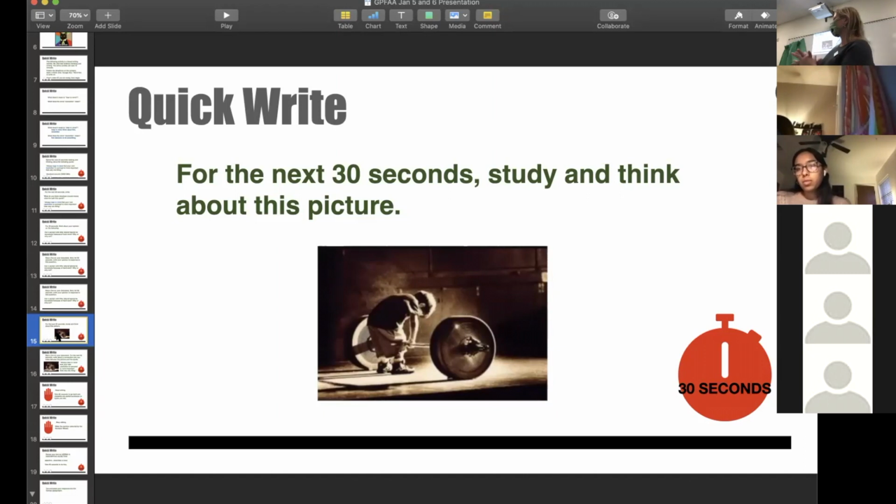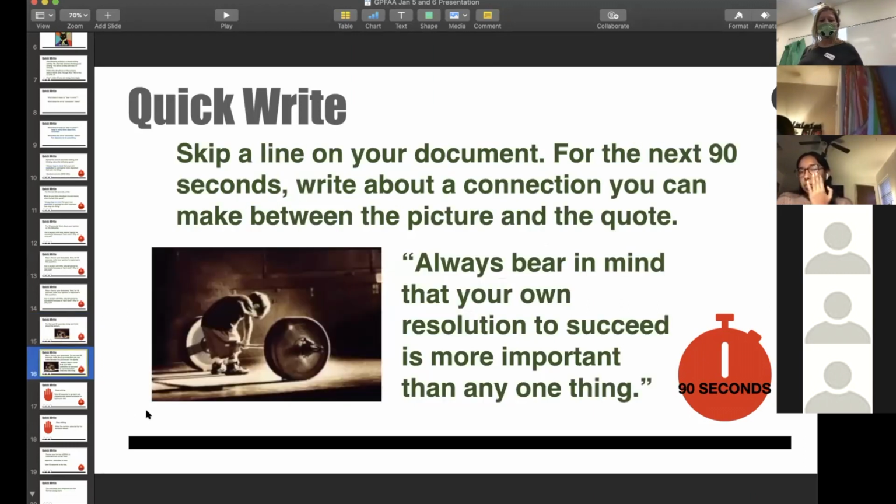So just look at that for a couple seconds, think about what's going on there, think about how he's feeling, think about what may have prompted him to walk over to that set of weights. And we're going to skip a line on our document, and we're going to write about our thoughts on that picture as it relates to the quote. So we have the picture and we have our quote. Always bear in mind that your own resolution to succeed is more important than any one thing. So you're just going to free write about a connection that you can make between the picture and the quote. Okay, so you can go ahead and start typing when you're ready.